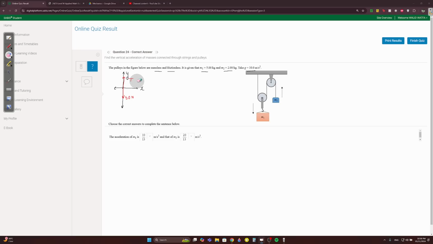Here, I think I'm not wrong. We're going to solve and see. But on M1, we have two tensions, so it's going to be 2T. Right? This is for block 1.